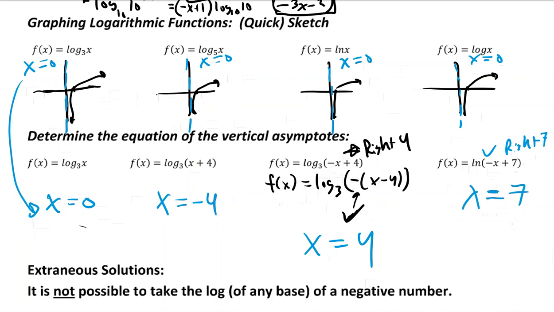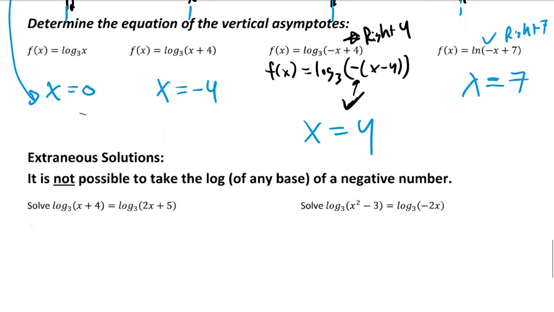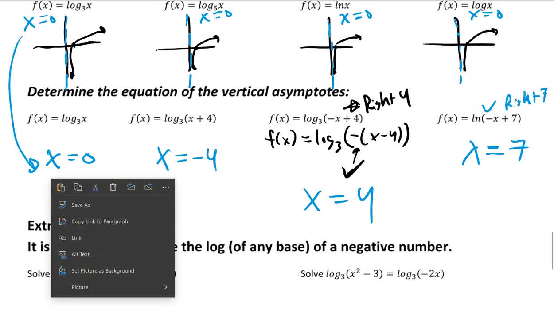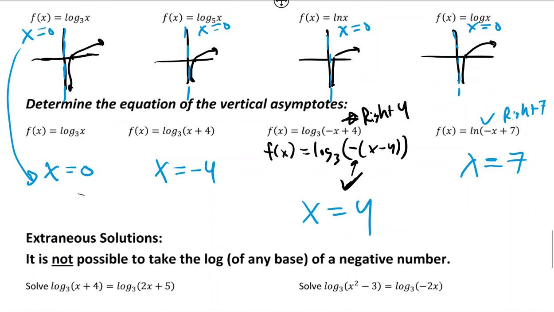And then the last piece of our notes before we can practice some of this is there's a few questions that are a little tricky. You need to realize that it's not possible to take the log of a negative number. So if you look up here, we never took the log of a negative number at any time. Log of a negative number just doesn't exist.